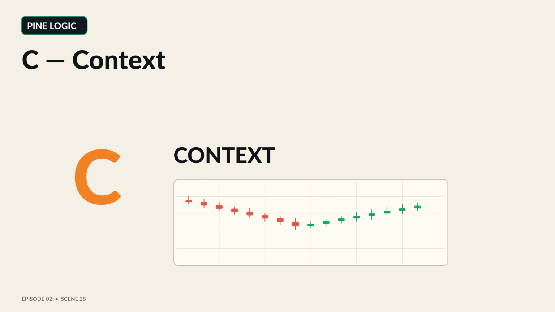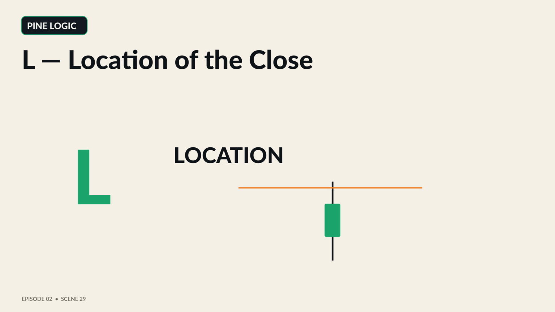C is context. Where did the candle form? Middle of a range? After a prolonged decline, directly under resistance, near a previous high, during a breakout. The same shape can mean something very different depending on the market problem price is trying to resolve.